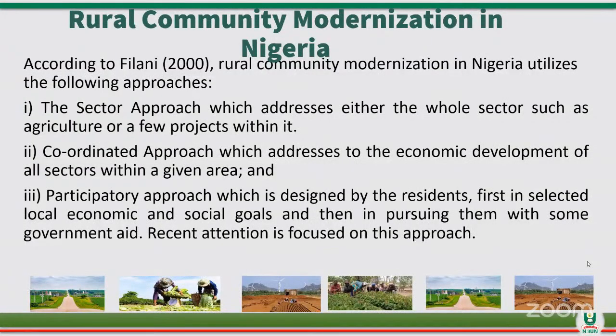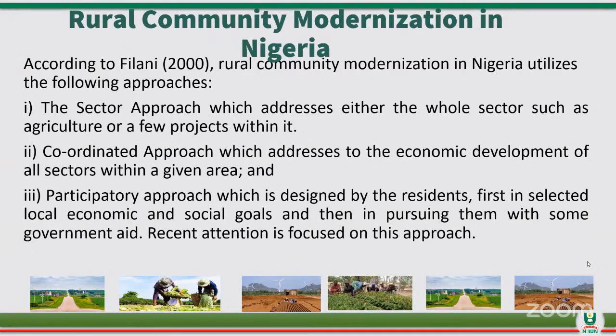Let me take it again because the first one, I seem to have mixed it up with the second one. The first approach, which is the sector approach, addresses a whole sector at a time. That is, maybe the agricultural sector at a time, or a few projects within that sector. Now, the second one is the coordinated approach, which addresses the economic development of all the sectors within a given area.